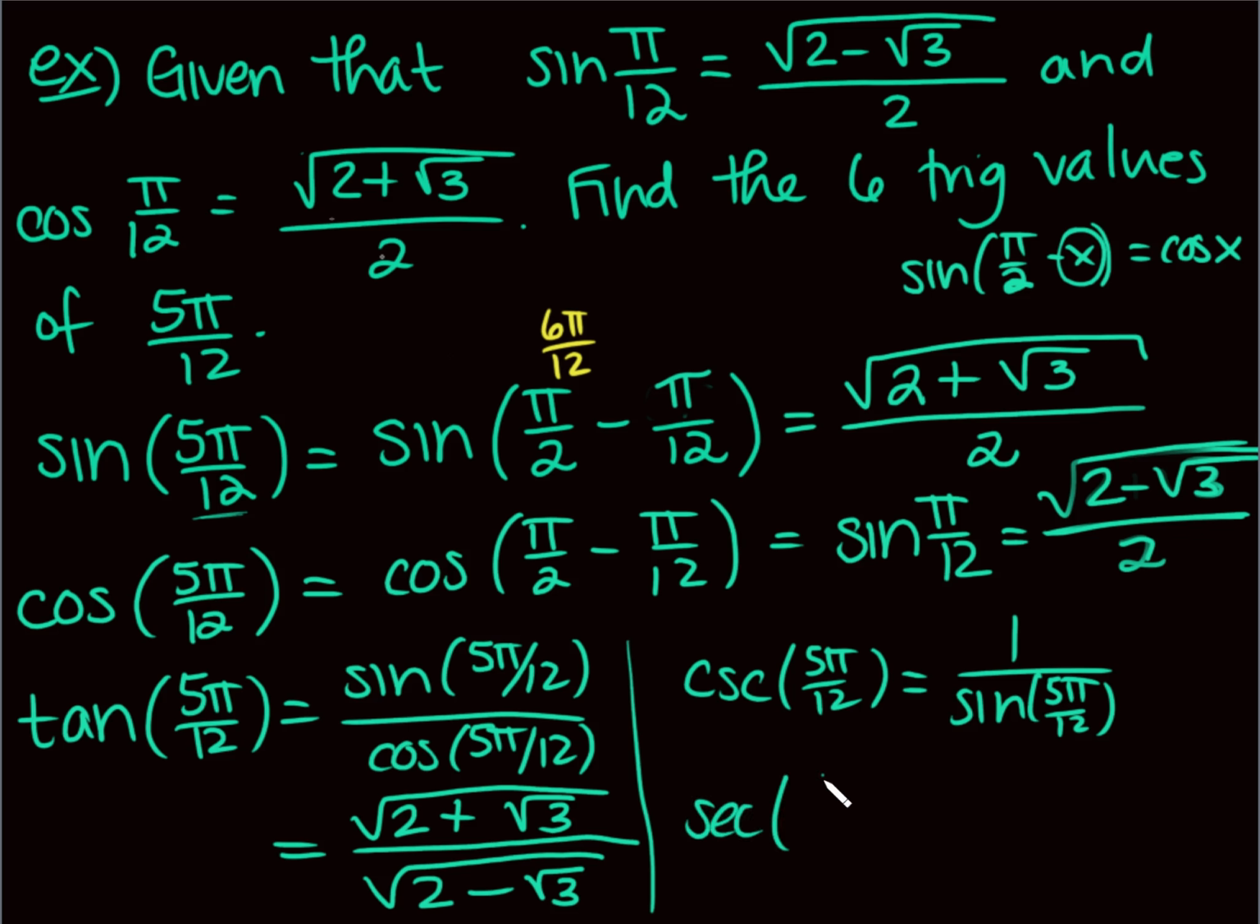And then secant, rationalizing the denominator is not really the purpose of this lecture. Same thing with cosine, or secant, excuse me, I would do 1 over cosine. So it's a pretty basic way of showing you how to use those cofunction angles.